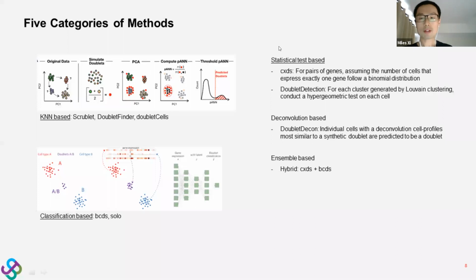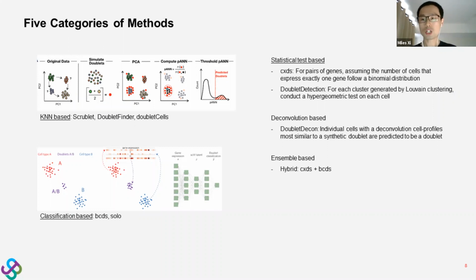And then we have the third one, which is the statistical test-based method. I will not cover the detail, but the idea is you apply some statistical test and use the p-value as the score, okay? Sometimes if you have a high p-value, then you think, oh, this is more like a doublet, okay? And then the fourth one is the deconvolution-based method. So this one, I also will not cover the detail.